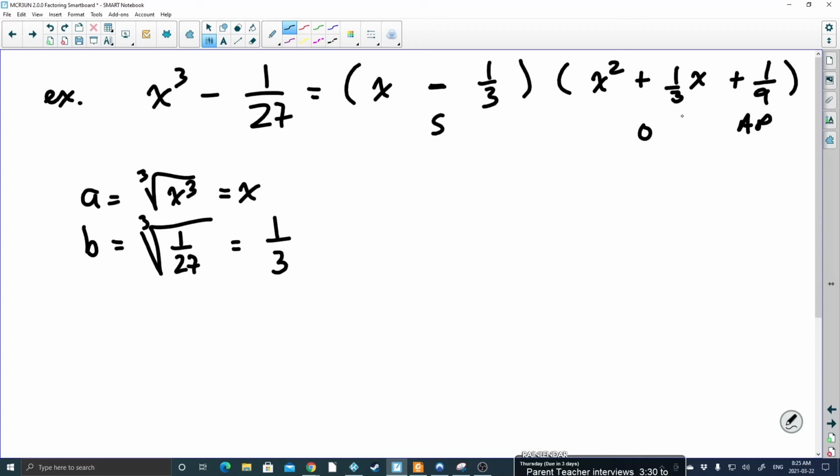So once you can recognize a sum and difference of cubes, the rest should be relatively easy. There can be different combinations. I'm not going to show you every example, but you will have a chance to practice this at some point.